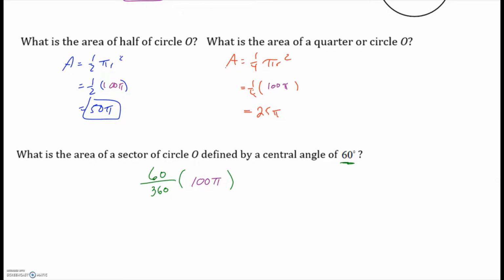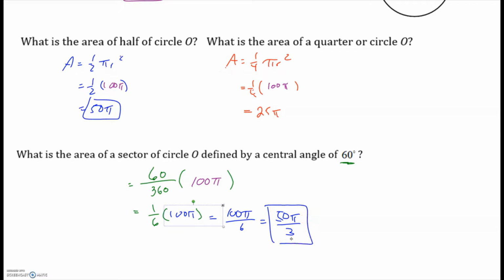So in this problem, 60 out of 360 is just a sixth. So now it's a sixth of 100 pi, and a sixth of 100 pi would be 100 pi divided by 6, which I can simplify because 2 goes into both of them. So that would be 50 pi over 3. That would be the value. Again, I could find the decimal equivalent of that and round it off if I needed to, but that's your area in terms of pi.